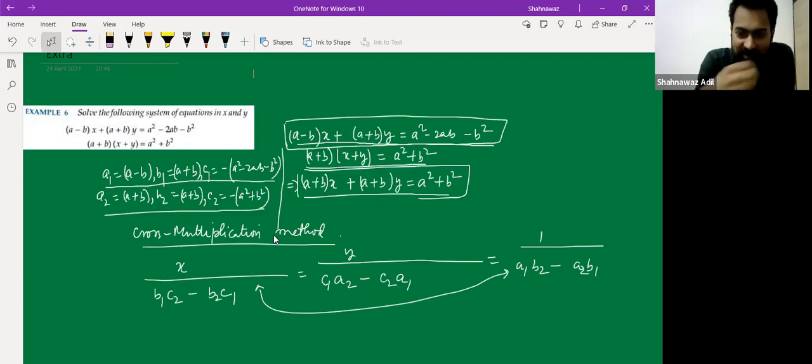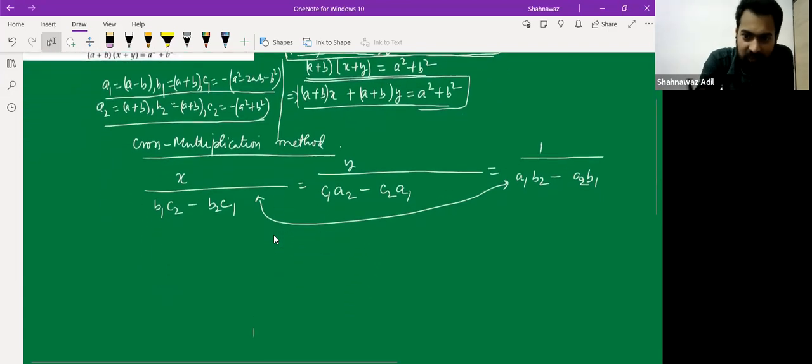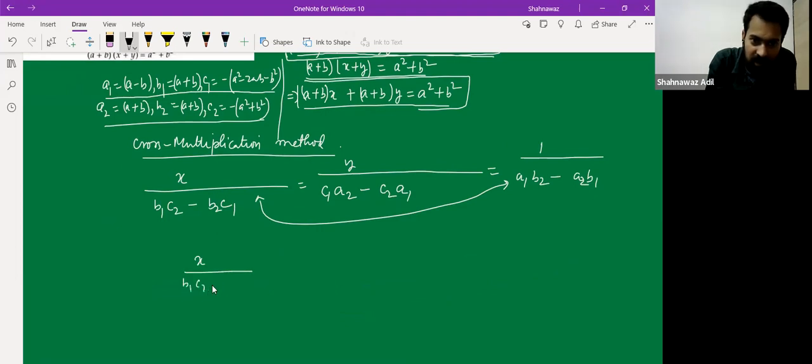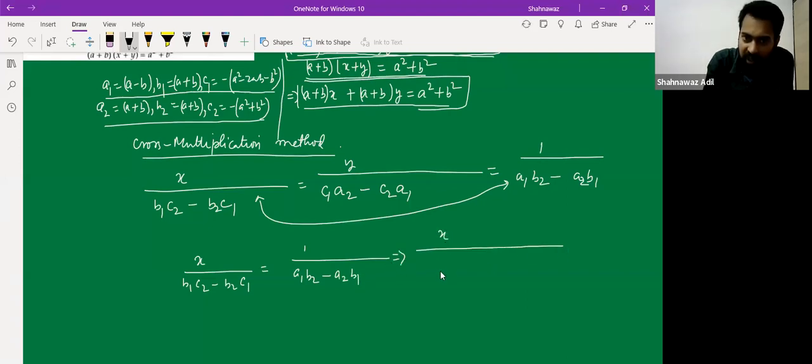Okay, so did you note it down? Yes, sir. So only for x we will have what? X by b1 c2 b2 c1, 1 by a1 b2. So this will be what? X by, we have b1 is what? A plus b. And c2 is how much? Minus a square plus b square.